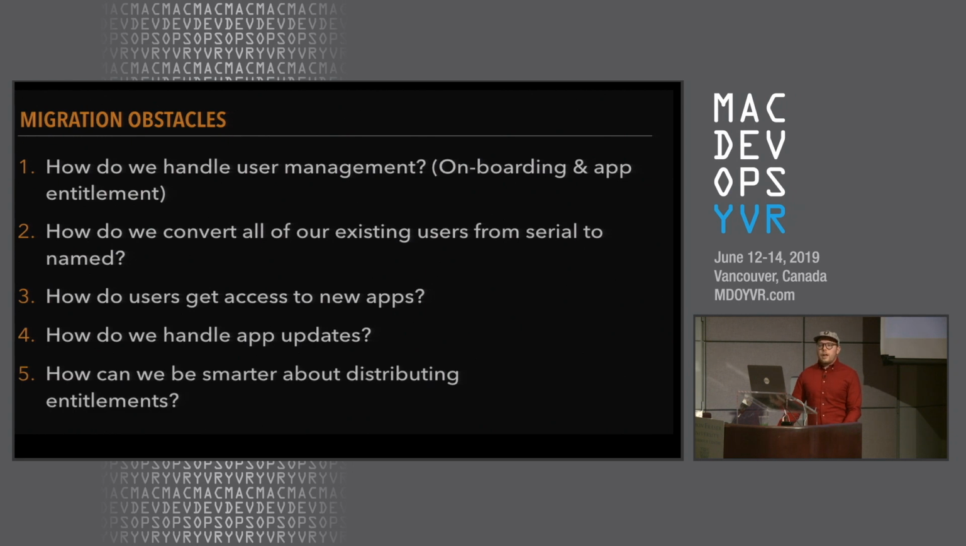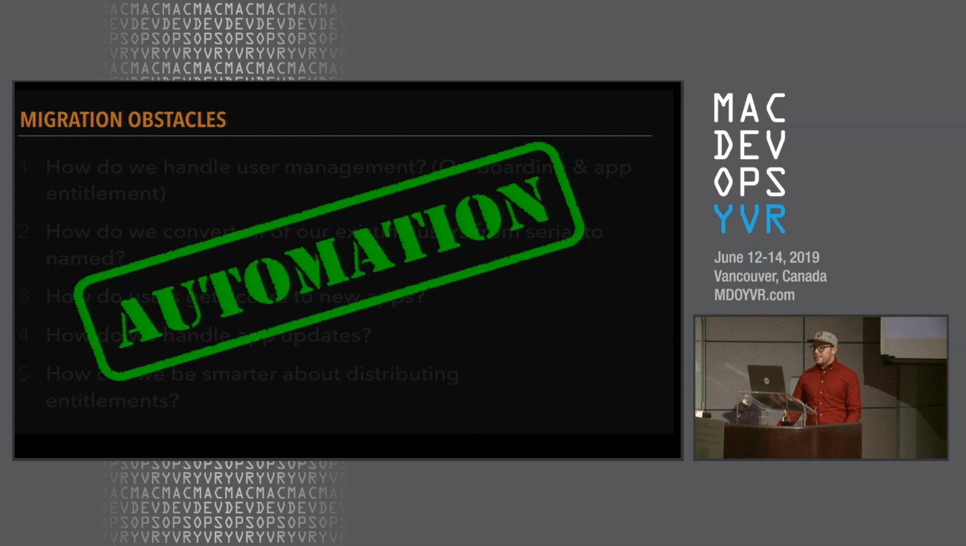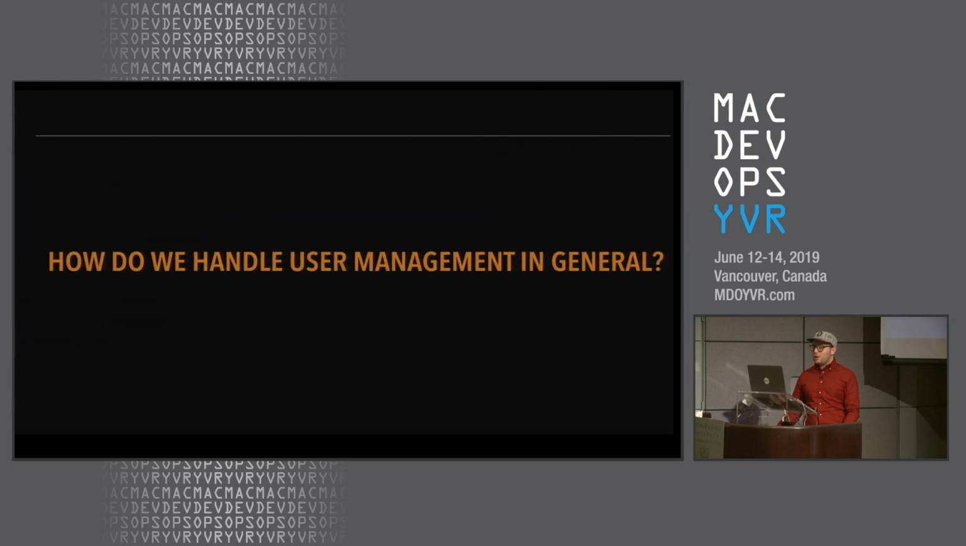And just in general, how can we be smarter about distributing these entitlements? You know, we had a history of just giving people licenses willy-nilly. You get Photoshop, no matter what your use case was. If you asked for it, you were probably going to get it. So just in general, how can we be smarter about that? And the answer, as any sysadmin will tell you, is the answer to all of life's problems inevitably is automation, yes. So let's talk about the first question.